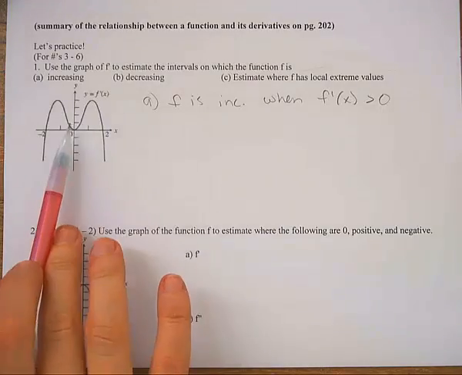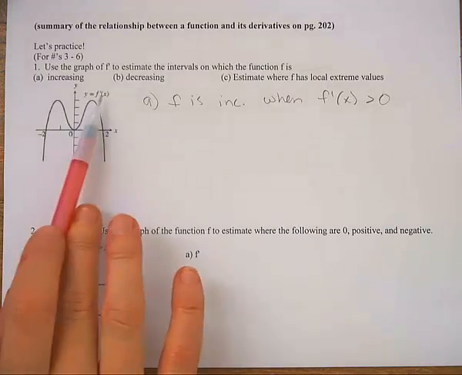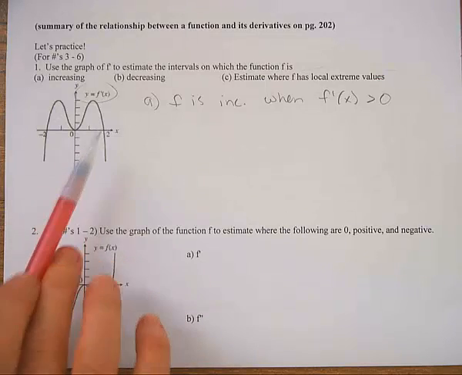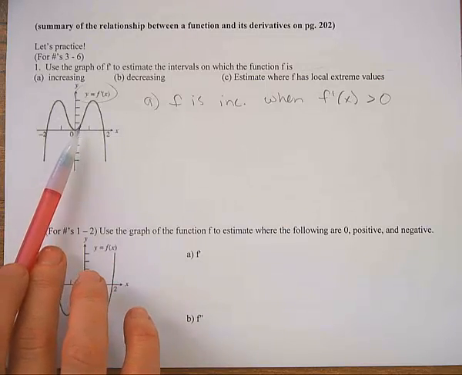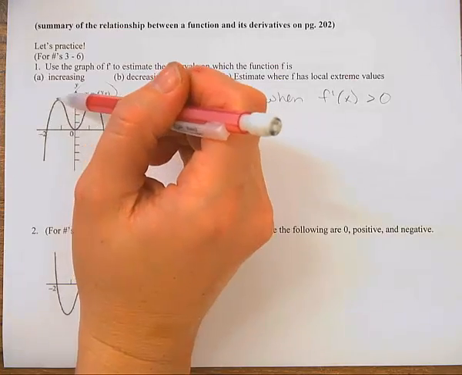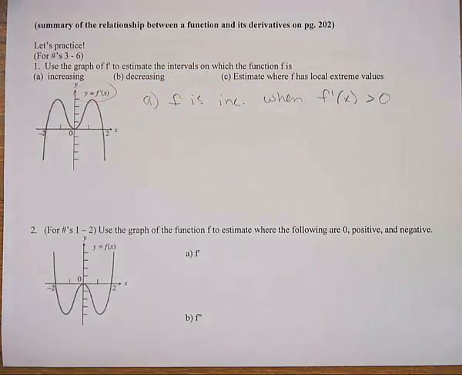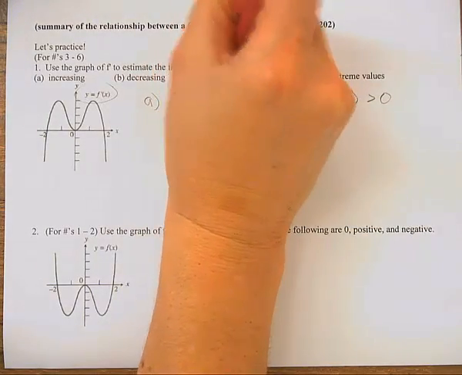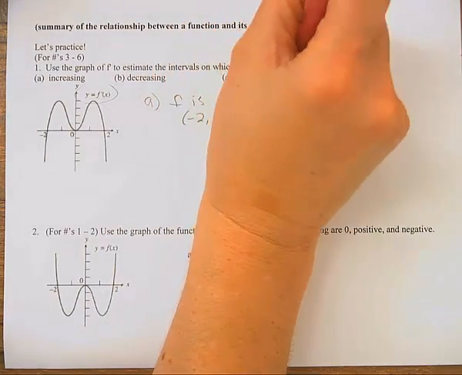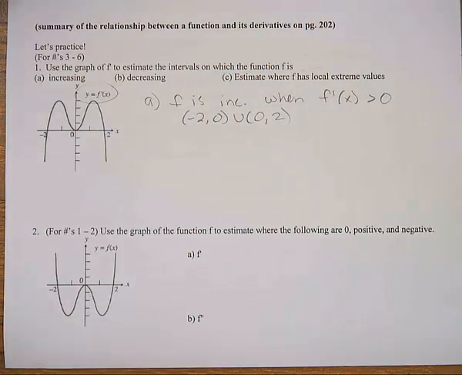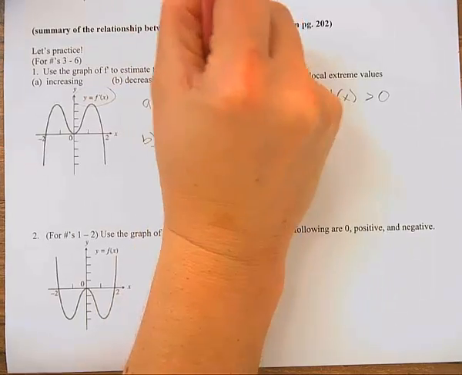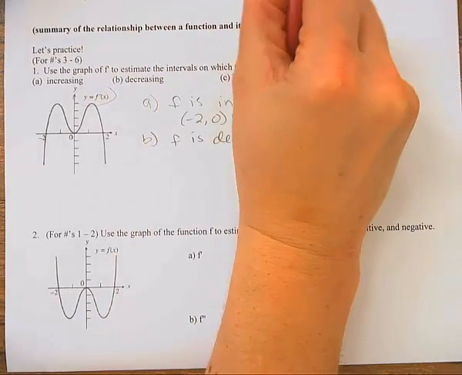So I come over to the graph and I look to see where the derivative is positive. That means above the x-axis. So that's between -2 and 0, and then between 0 and 2. Then the function is going to be decreasing when its derivative is negative.